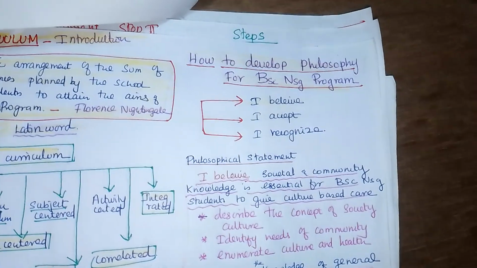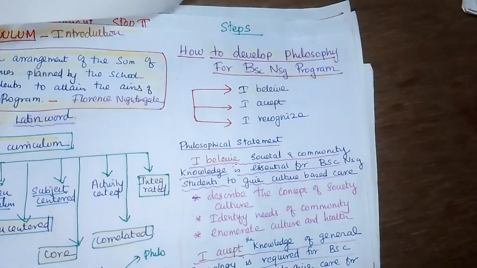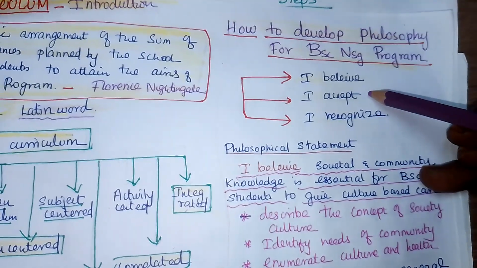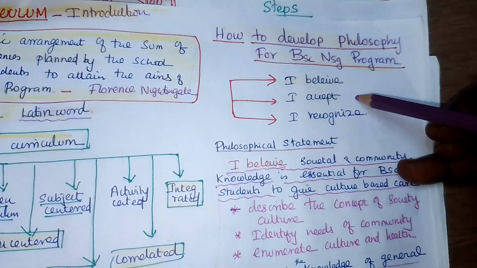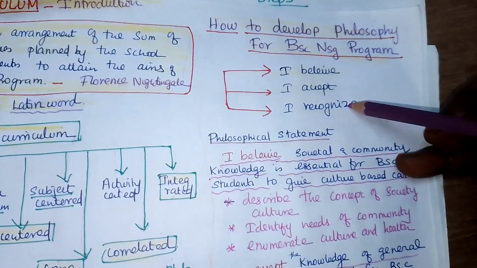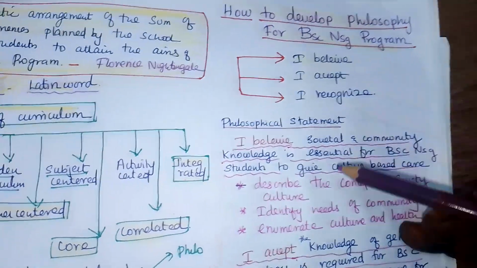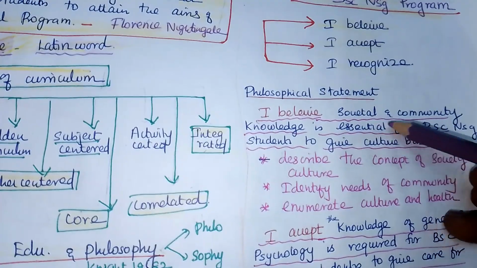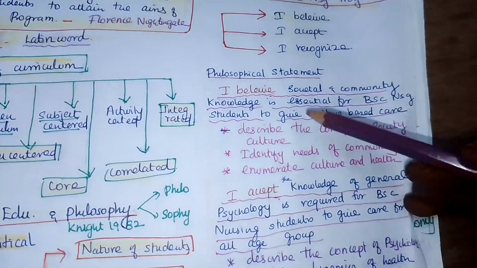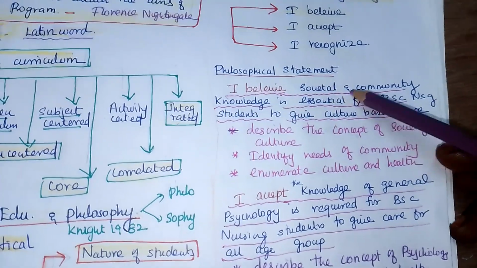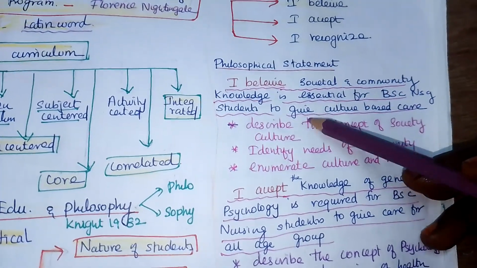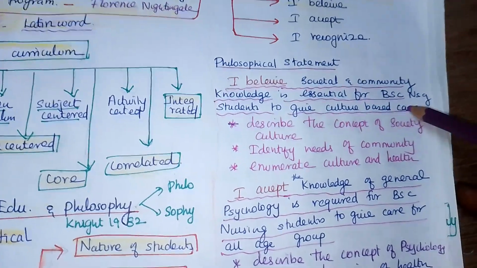How will you develop the philosophy in nursing? Three words will help you really develop your own philosophy: I believe, I accept, I recognize. What is "I believe"? One philosophical statement I can make with the word believe: I believe that societal and community knowledge is essential for BSc nursing students to give culture-based care.